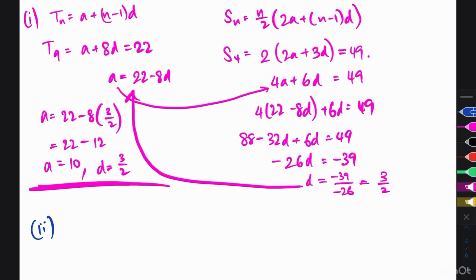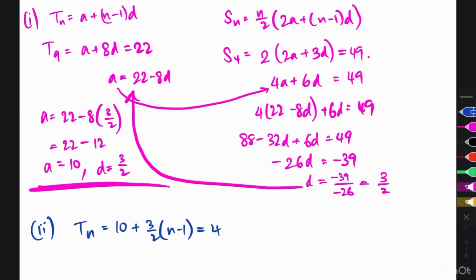So now that we know a and d, when we write Tn equals a plus n minus 1 d, we actually have values for a and d here, so we're going to put those in. So that'll be 10 plus n minus 1 times 3 over 2, actually, plus 3 over 2 n minus 1 equals 46. So now we need to find a value for n from this equation. Shouldn't be too hard.